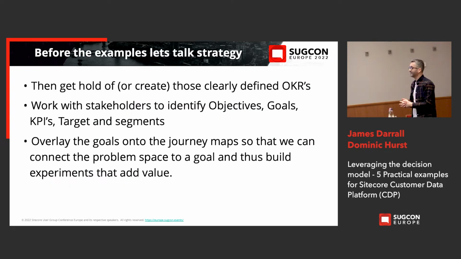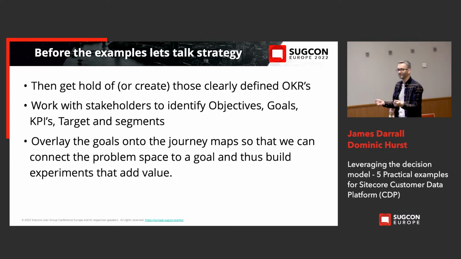On top of that, the next bit is to work with a lot of your business and find out what the goals and the objectives are, and to overlay them on top of the journey maps you've just seen. The key bit here is getting different stakeholders involved. When you talk about OKRs and KPIs, the flow we have is what's called a decision model. You've got to find out the objectives, the goals, KPIs, targets, and then segments. To do that, you need to speak to various different people.